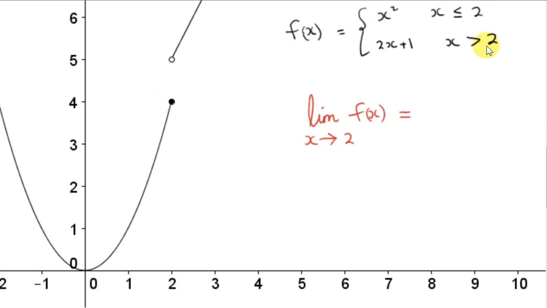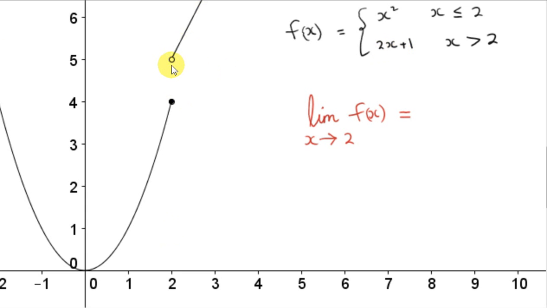However, for values of x that are strictly greater than 2, the graph is a straight line. It's the straight line 2x plus 1. If we plug 2 in for x here, we get 2 2s are 4 plus 1 is 5. We get the point with coordinates 2, 5. That's this point here. And then the rest of the graph is a straight line. This is the equation of a straight line.